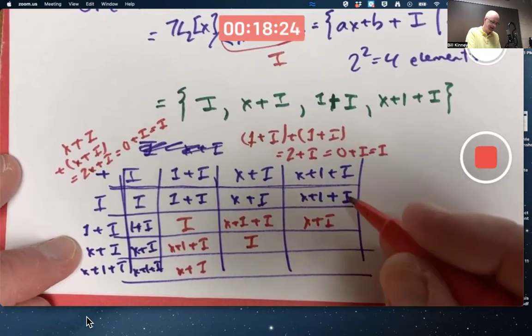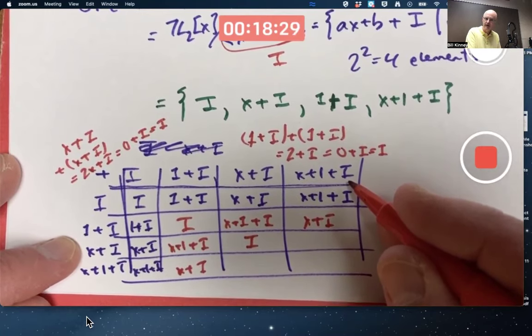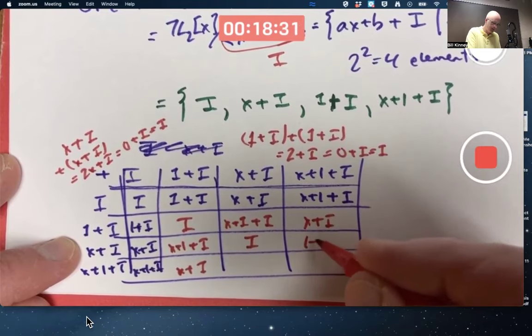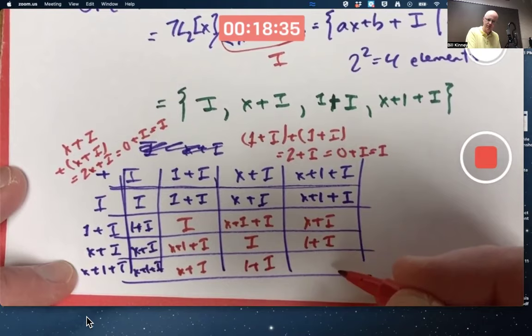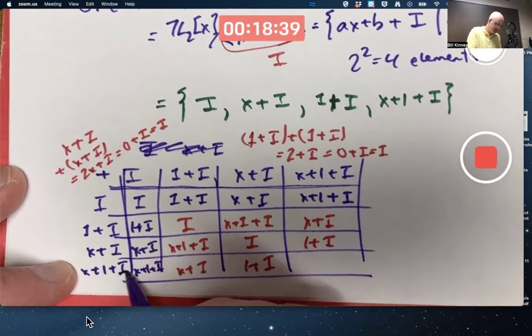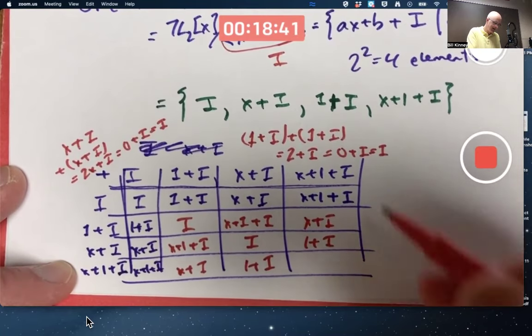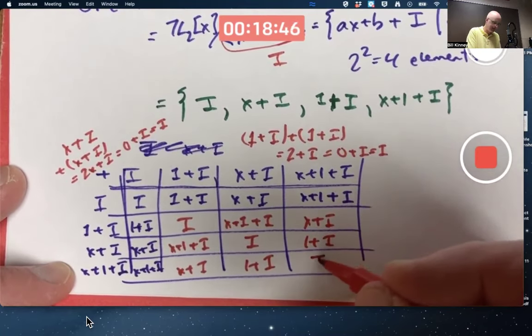x plus I plus x plus 1 plus I. The 2x would become a 0, but you'd be left with the 1. That's 1 plus I. And finally here, x plus 1 plus I plus itself. Let's see, this should be an I, not a T. Once again, modding coefficients by 2, you get 0 plus I, just I itself.